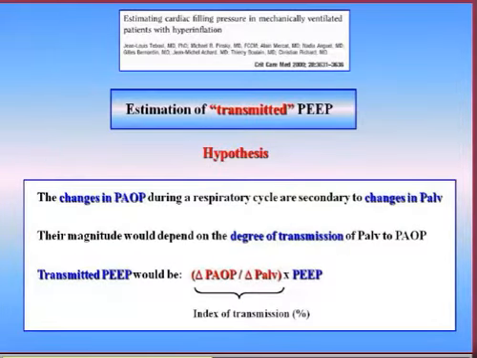So the next proposal was to estimate transmitted PEEP, and as mentioned by Daniel De Backer, it is possible to make the hypothesis that the changes in PAOP during a respiratory cycle are secondary to changes in alveolar pressure, and their magnitude would depend on the degree of transmission of alveolar pressure to PAOP. Thus, transmitted PEEP would be the product of PEEP by the ratio of delta PAOP over delta alveolar pressure. This is an index of transmission.